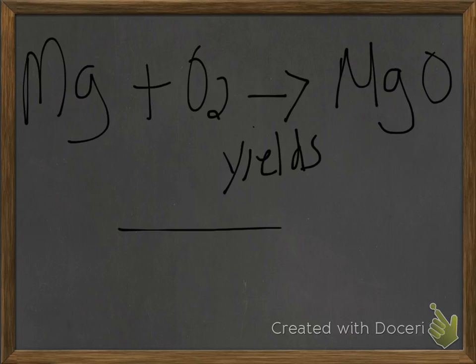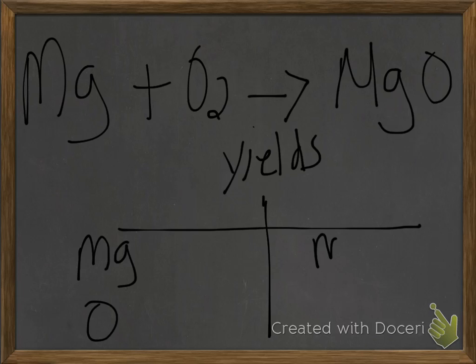So, first step is to identify how many atoms we have on each side of our equation, because the law of conservation states that we have to have an equal number of atoms on each side of the equation. So, I have magnesium and oxygen on my reactant side, and I also have magnesium and oxygen on my product side. So let's tally up the numbers. We have one magnesium, O2 represents 2 oxygen atoms. I have one more magnesium on my product side, and I also have 1 oxygen on my product side.